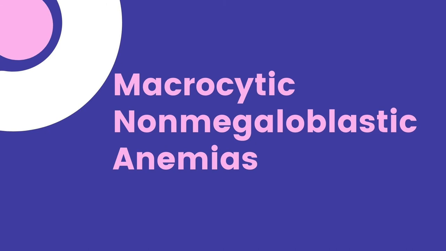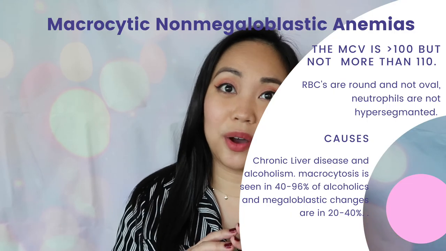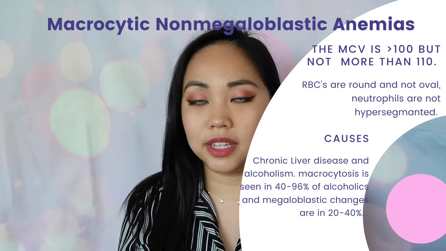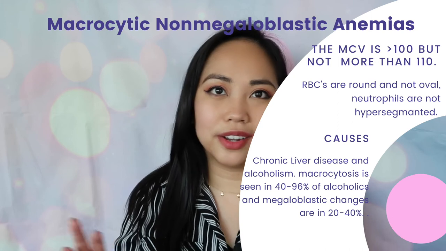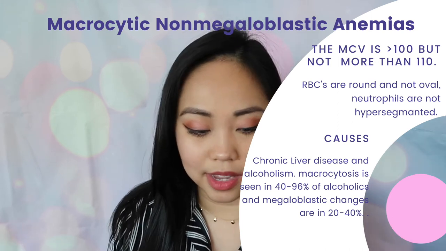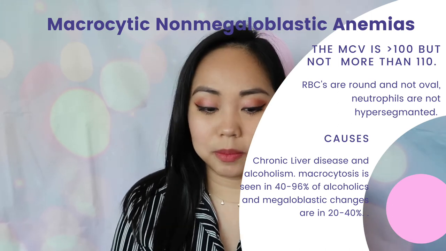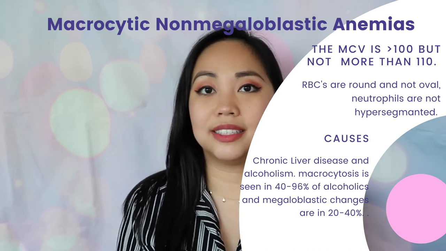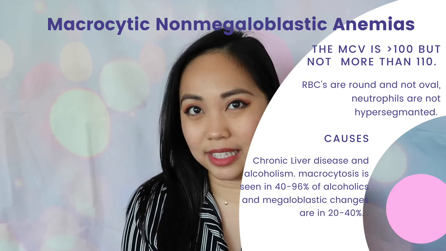Now we're on the last part of this cramming session, which is the non-megaloblastic macrocytic anemias. For non-megaloblastic macrocytic anemias, the RBCs are macrocytes, but they're not oval in shape. They're just round and big. And their MCVs are greater than 100, but not greater than 110. The main causes for non-megaloblastic macrocytic anemias are alcoholism and liver disease. So please take it easy on the alcohol.